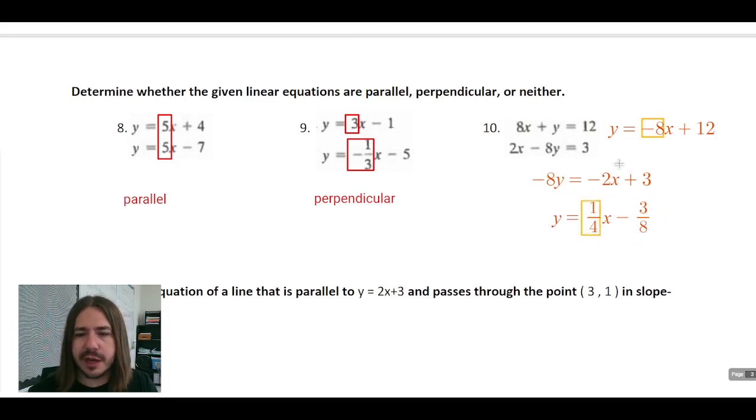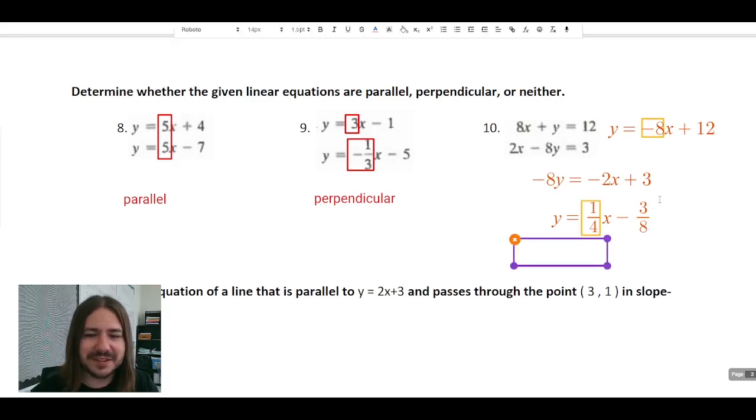So notice that these are not the same, so they're not parallel. They're also not perpendicular because they're not opposite reciprocals like we see in number 9. So these would just intersect, just 2 regular old lines intersecting. They are neither parallel nor perpendicular.